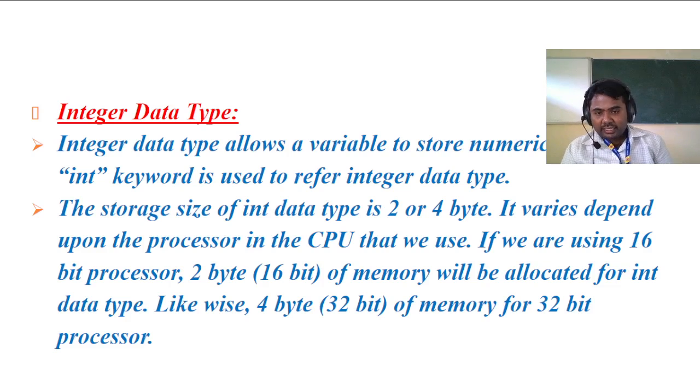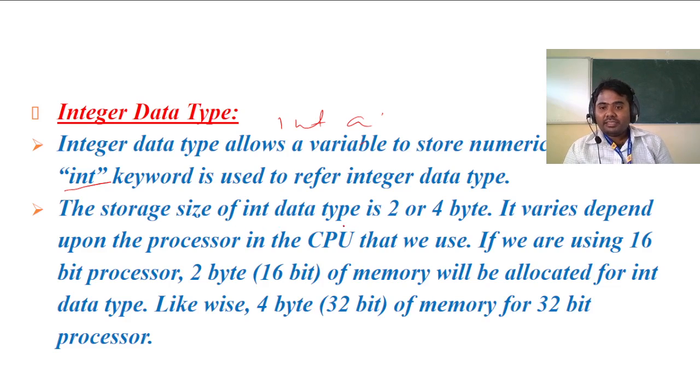Integer data type allows variables to store only numerical values without any decimal point. The keyword to define the integer variable is int. I can define something like this: int followed by the name of the variable. So this is the type of the value which we can store. Next, the size of the value.